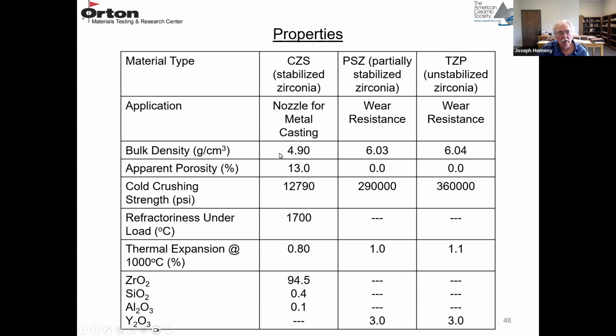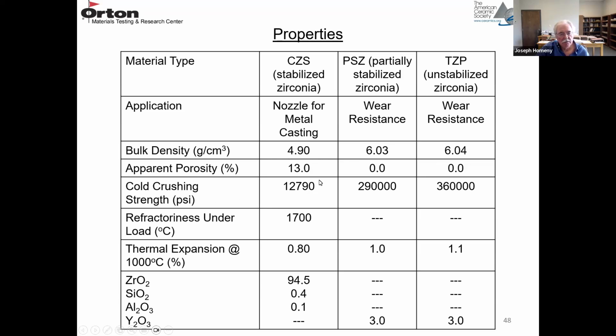So the stabilized zirconia has a density of about 4.9 grams per cubic centimeter because of the lower amount of stabilizers here. These are really dense materials, about 6 grams per cubic centimeter. This one is made with about 13% porosity, typical of refractory materials. These are made very dense. They're actually high performance technical ceramics.